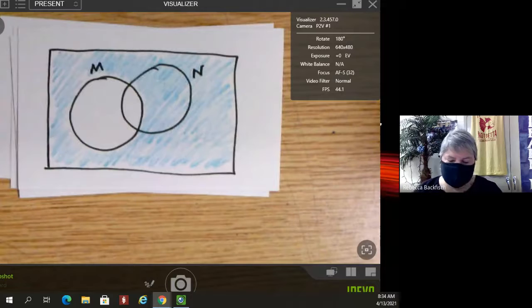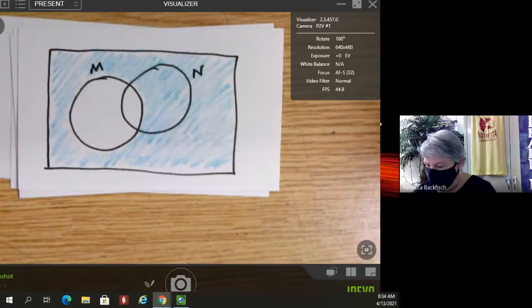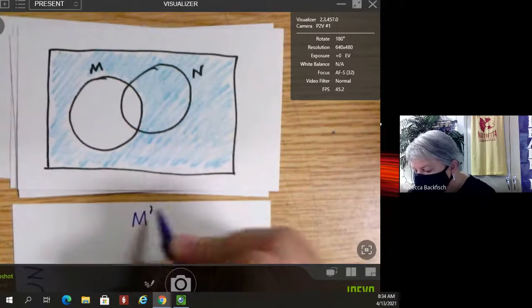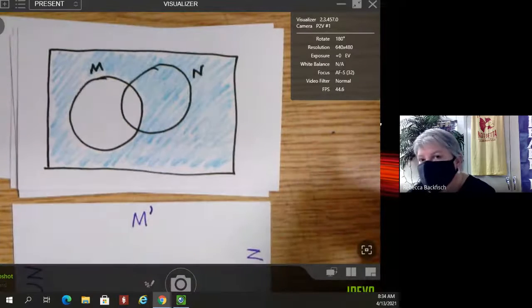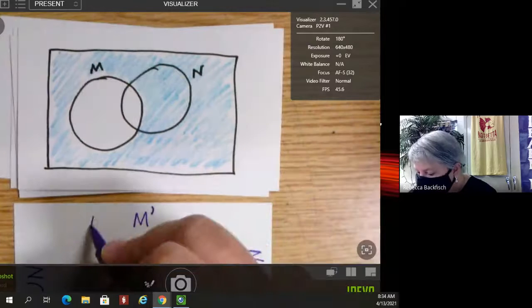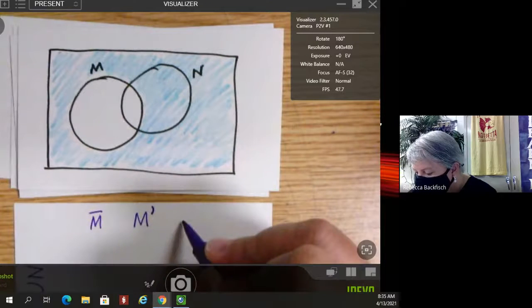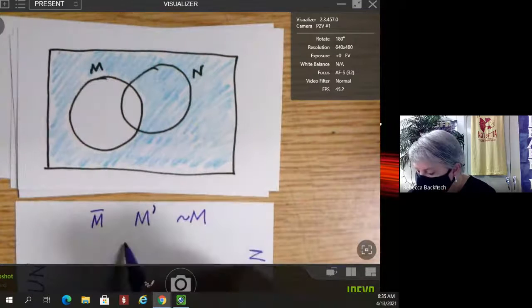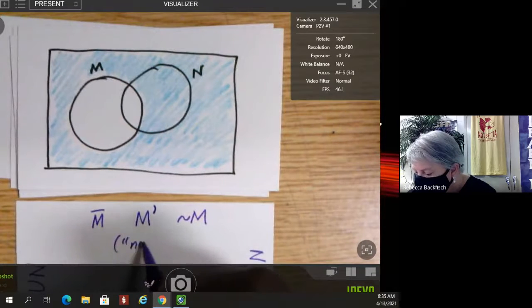Basically everything except what is shaded. Everything except what? M. So you could say M with the apostrophe to describe that. There's actually 3 different ways to do that. You could do M with the line over the top, or you could also do the squiggle in front of M. All of those mean not M. That's what all of those are saying, and that's what's shaded here: not M.